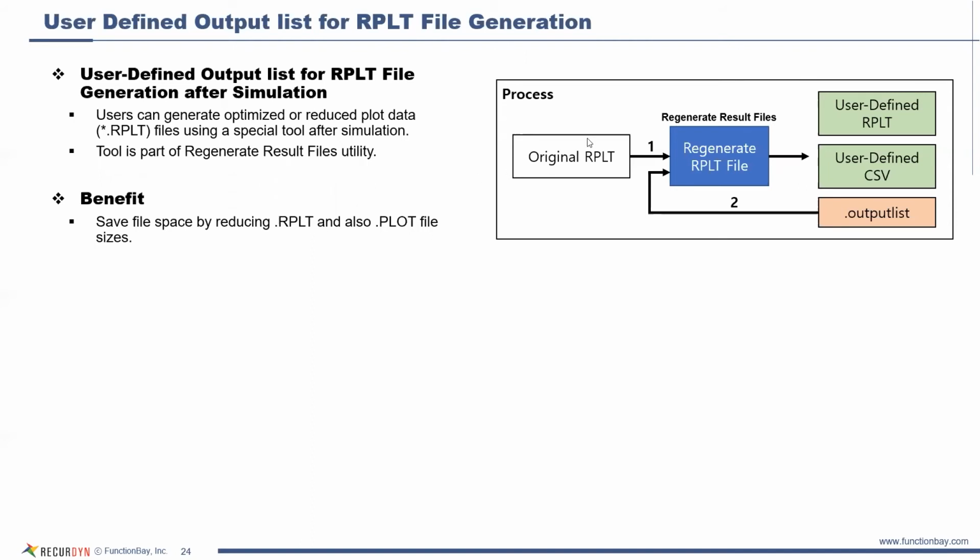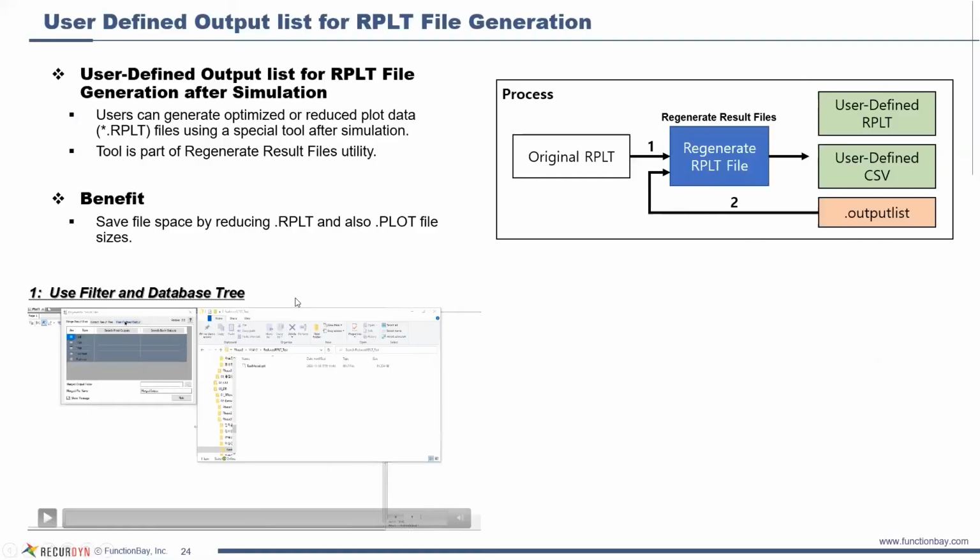The process of how they do that is shown here. You can start with your original RPLT file, and then use the regenerate result files utility. This is the utility that will actually let you choose the subset. And then there are 2 options.